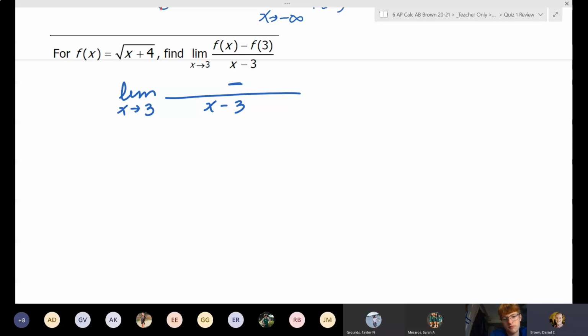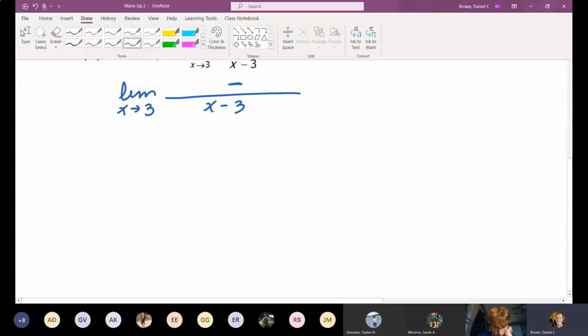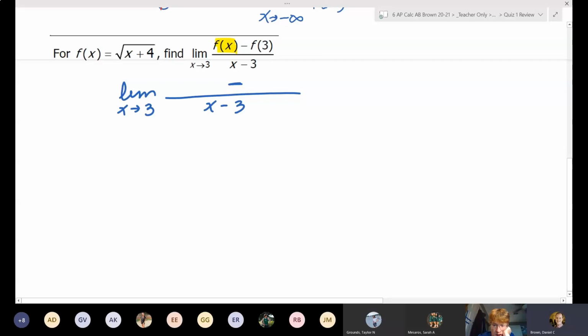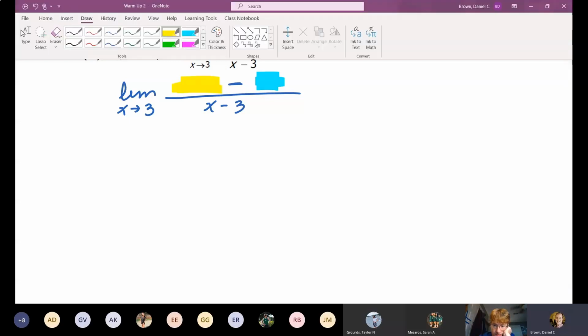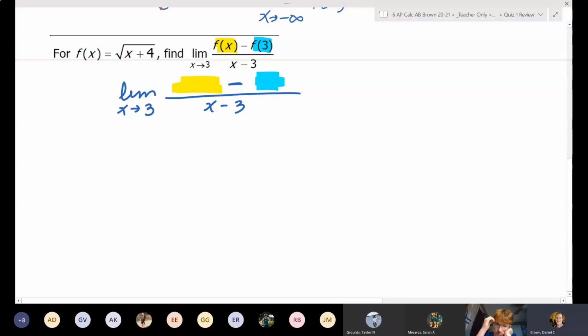I think there are two types of problems we know we have to set up. There's the plus h problems, and then there's ones that look like this. They give me that f of x is the square root of x plus 4, and we want to find the limit of f of x minus f of 3. So we need to figure out what f of 3 is, and write down what f of x is. Well, what is f of x? F of x is the square root of x plus 4.